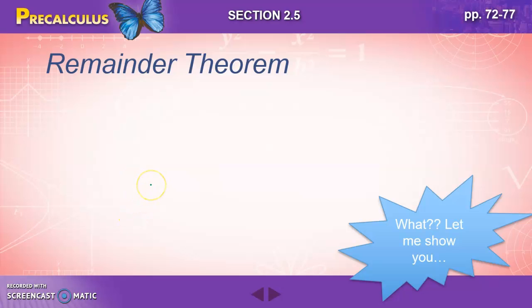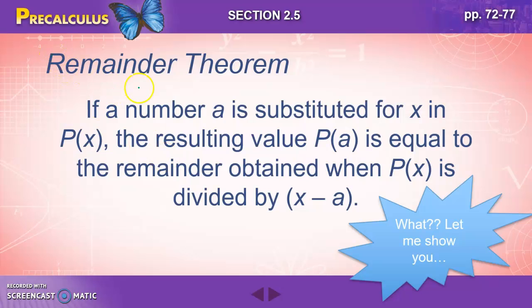Now, let's remind you guys about the remainder theorem. This may sound a little complicated, so let me give you the definition first, and then we'll show it with numbers. If a number a is substituted for x in the function p of x, the resulting value, p of a, is equal to the remainder obtained when p of x is divided by a in synthetic division. Let's see what that looks like.